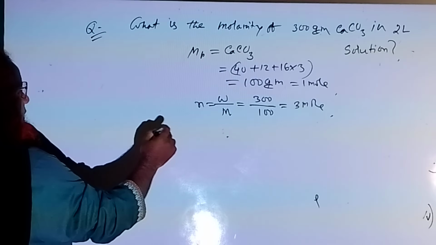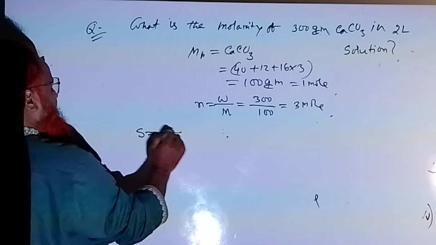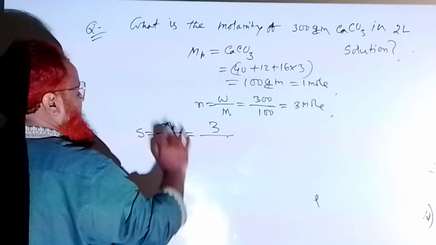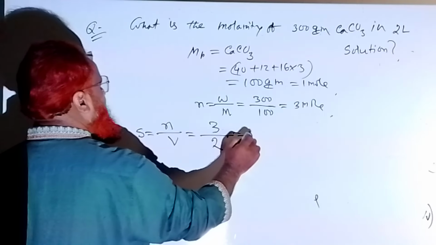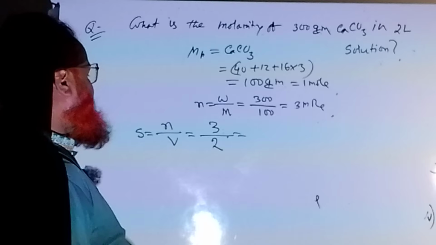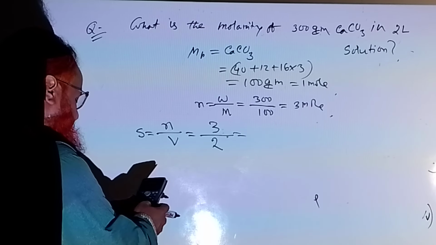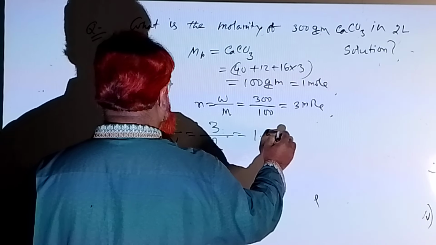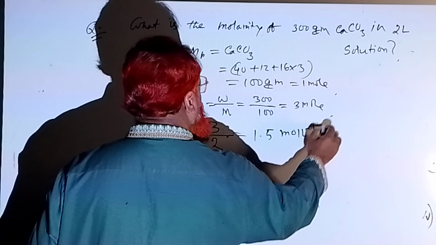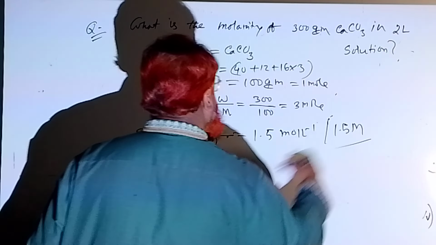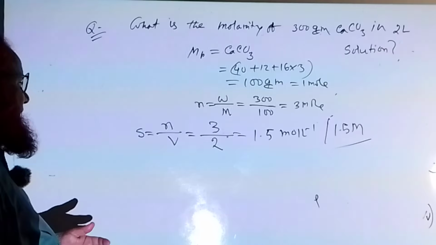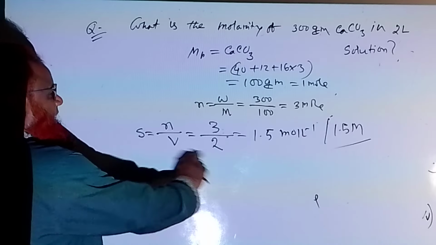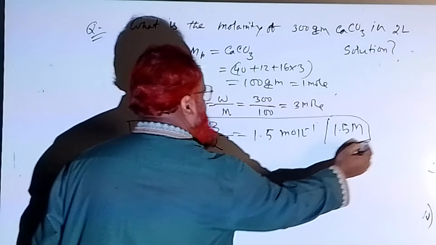Okay, so here volume is what? 2 liter. So you know that S equal to N by V. So here mole number is 3 and volume is 2 liter. So 3 by 2. So here the answer will be 3 by 2, 3 divided by 2, that is 1.5 mole per liter, or 1.5 molar. Okay. So the thing is that this is the mole number and this is the volume in liter unit. So you can easily do your math using this formula. Okay.